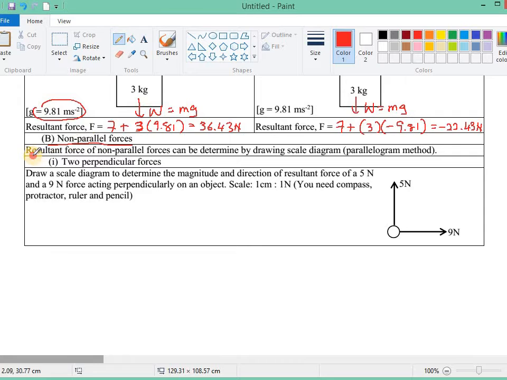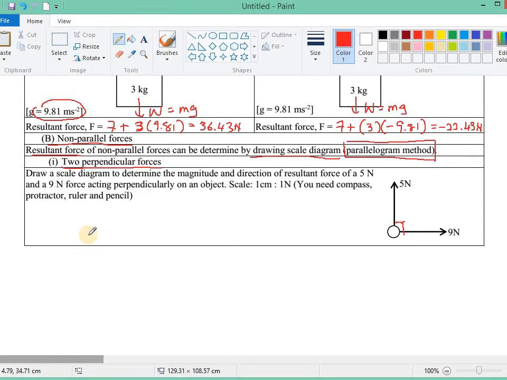For non-parallel forces, the resultant force can be determined by drawing a scale diagram. This is called the parallelogram method. So first we look at these two perpendicular forces. The first situation is if the two forces are perpendicular to each other. Perpendicular to each other means that they are 90 degrees.